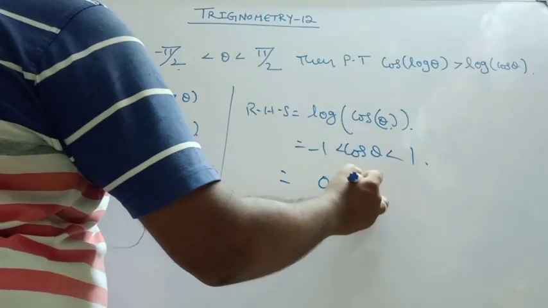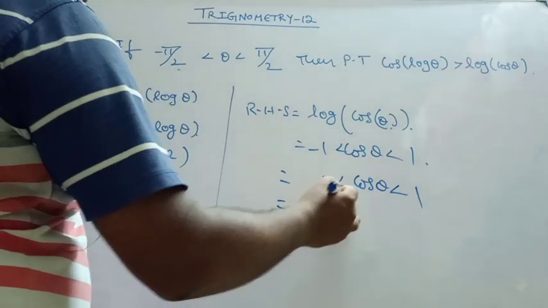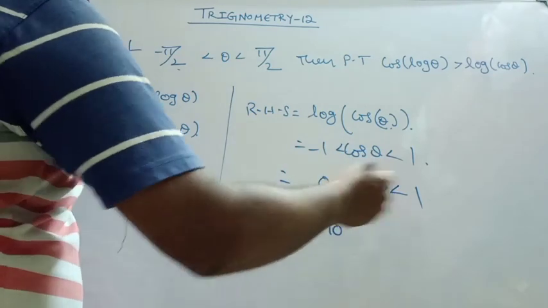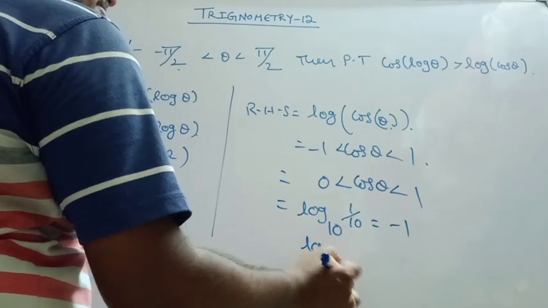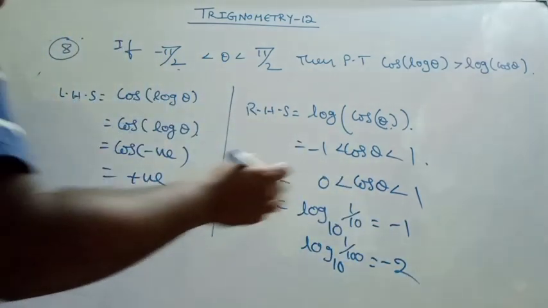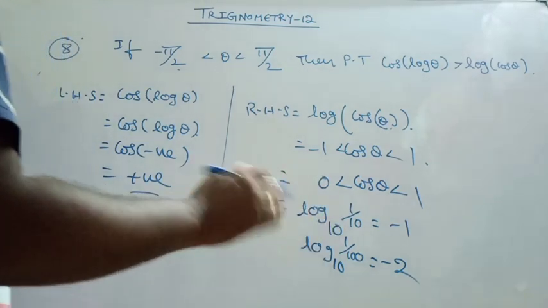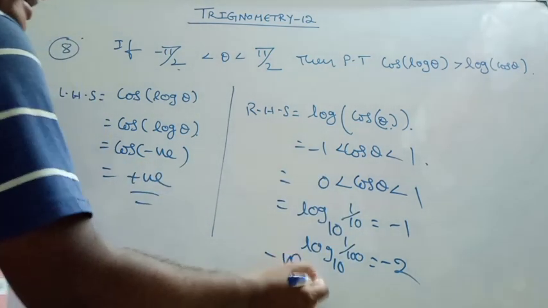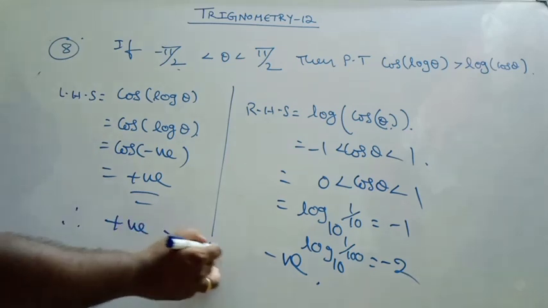Therefore, take 0 less than cos theta less than 1. If cos theta lies between 0 and 1, the logarithm to the base 10 of 1 by 10 becomes minus 1, and of 1 by 100 gives minus 2. It will always give you a negative value, because these are fractions and the base is 10 or e, no problem. So here you are getting positive values and here negative values. Therefore, a positive value is always greater than a negative value.